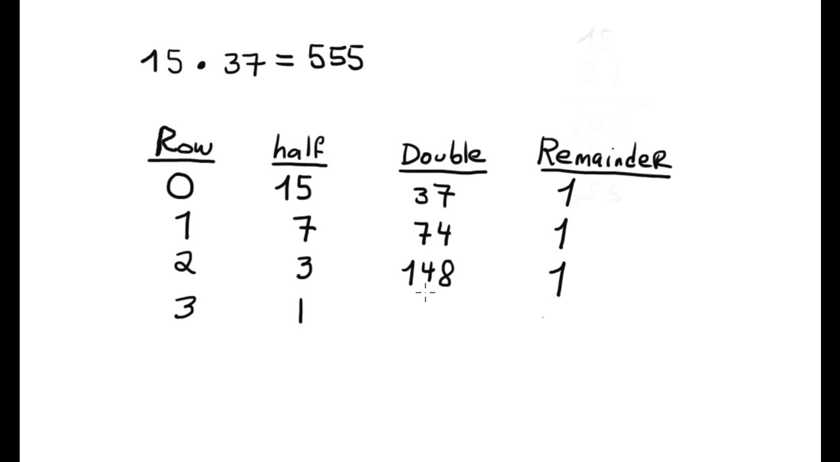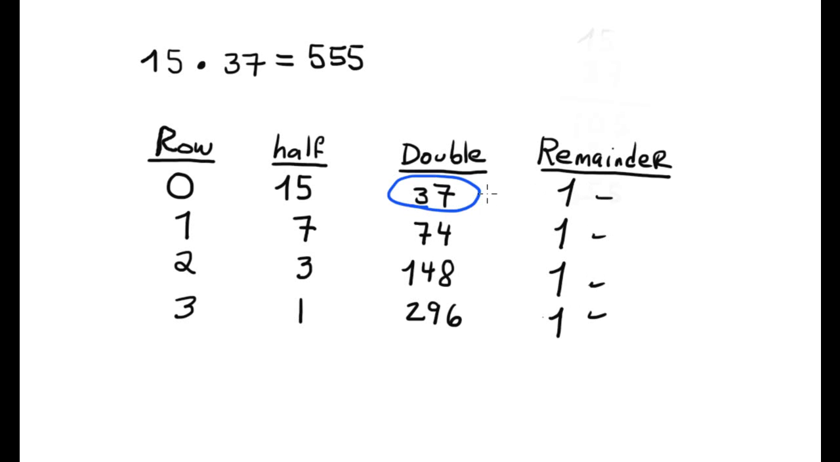148 times 2 is 296. And finally, when it's 1, you put 1 always. 1 is the last part. Okay, now you take the remainder when it's 1. In this case, every remainder is 1. And you take the number in this part of the column. The first is 37.